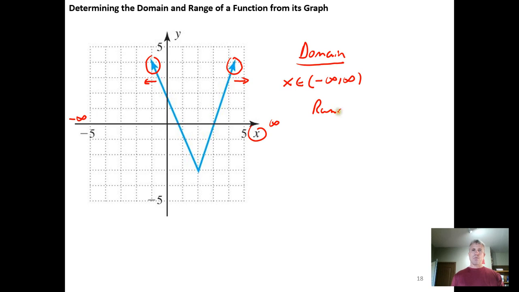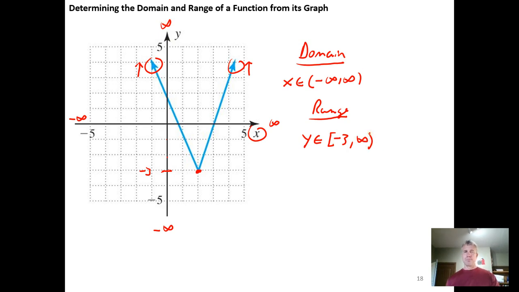And for the range, we're going to get a different result this time. Y is going to be an element. Now we're having to look at this relative to the y-axis. Here y is going towards infinity, negative infinity. And what we can see is there's a lowest point on this graph right here. 1, 2, 3, down at negative 3. So the lowest point on the graph is at negative 3. So the smallest output we can get is a negative 3. And both of these arrows indicate that we have vertical components parallel to the y-axis going towards positive infinity.